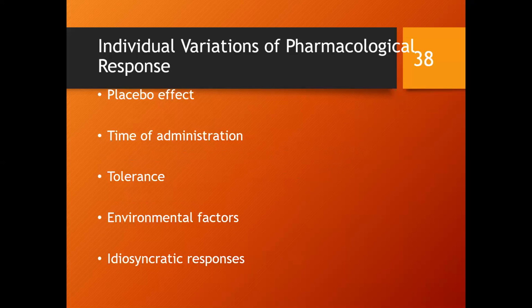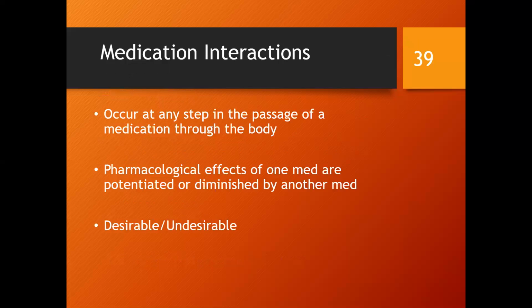Environmental factors, idiosyncratic responses, those are known as unpredictable or unexplained. It's kind of off the wall. No one knows what happened. It's never been seen before, never seen it come in at all. Have no idea where that came from. But we're not going to give it to you again, right? Because we don't want this awful or random thing to happen again.